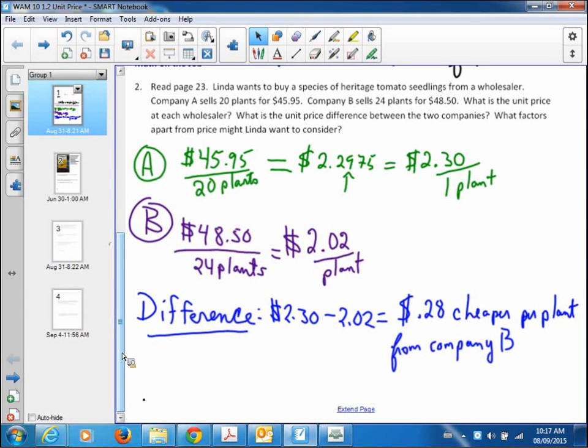Now, what factors apart from price, though, would young Linda want to consider? It says here too, as the last part of the question, because it seems like a no-brainer. It's almost 38 cents. It's 28 cents cheaper from company B, so you go with company B for sure.